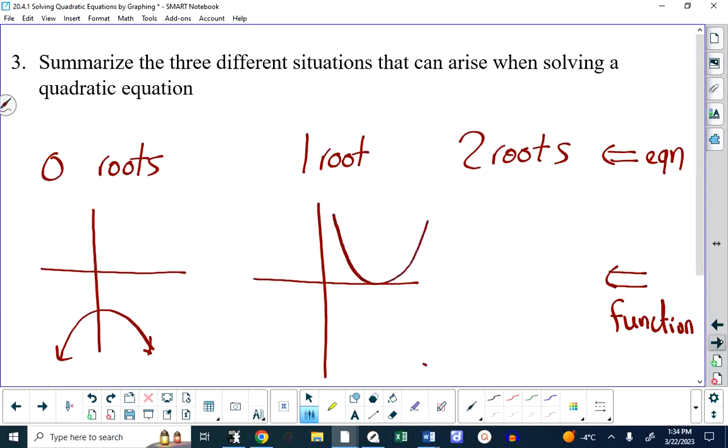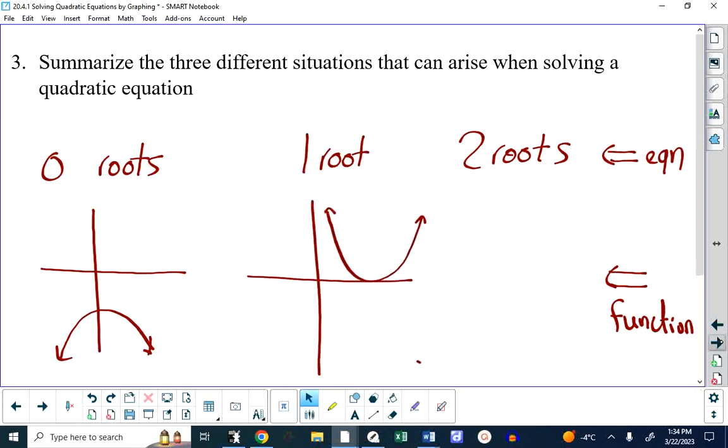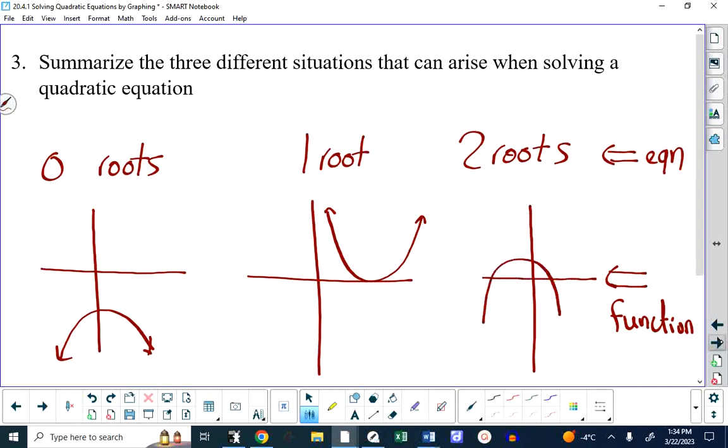If there is 1 root, then it will look like that example we just did a couple back, whether it's at that point or whether it's to the left of the origin, or whether it's opening down. The important part is the vertex is on the x-axis. And if there are two roots or two solutions, there must be two x-intercepts, so that's what the corresponding function will look like.